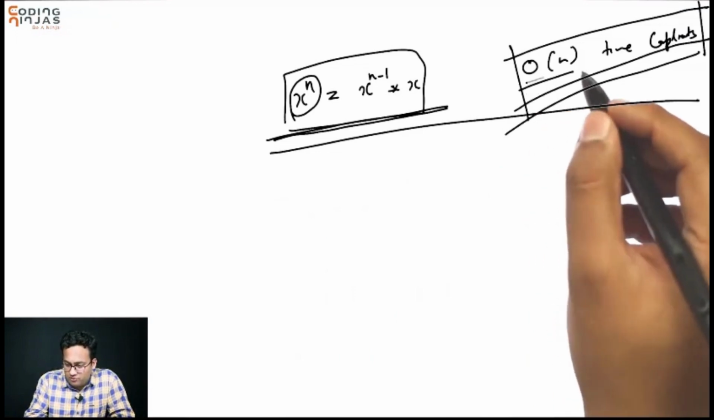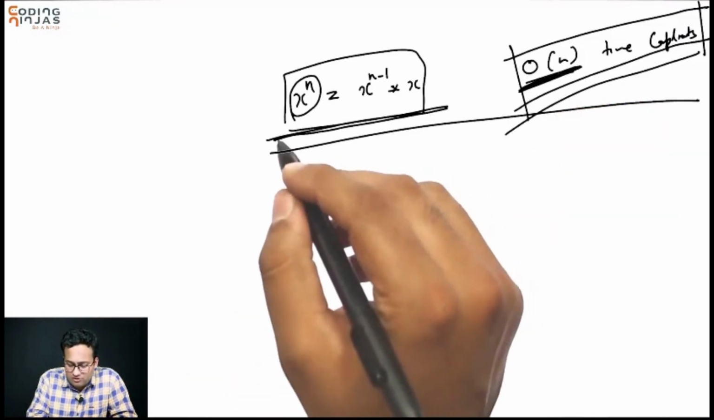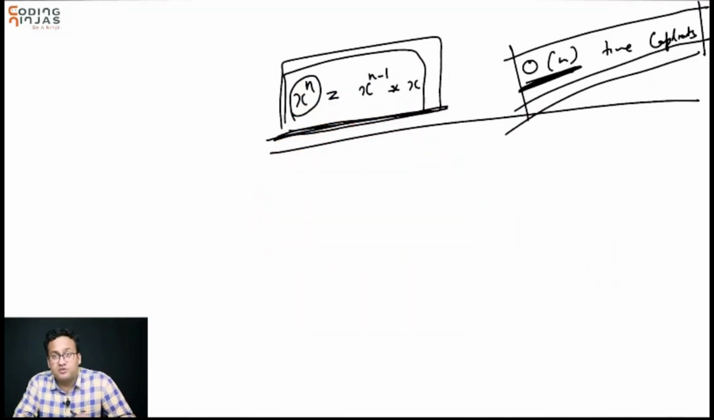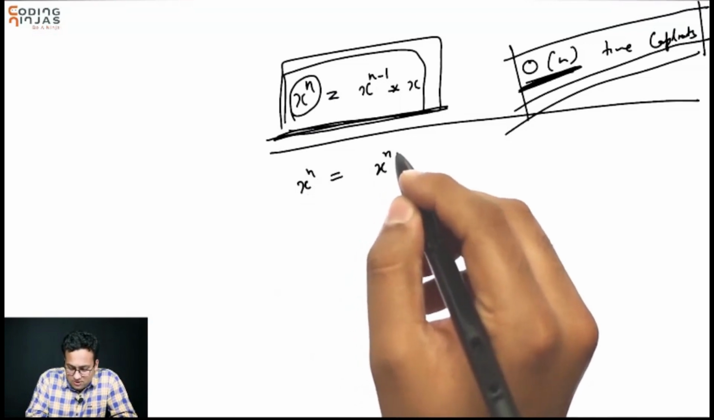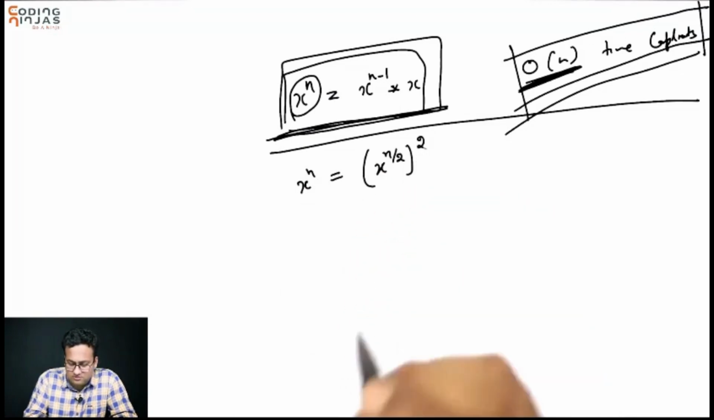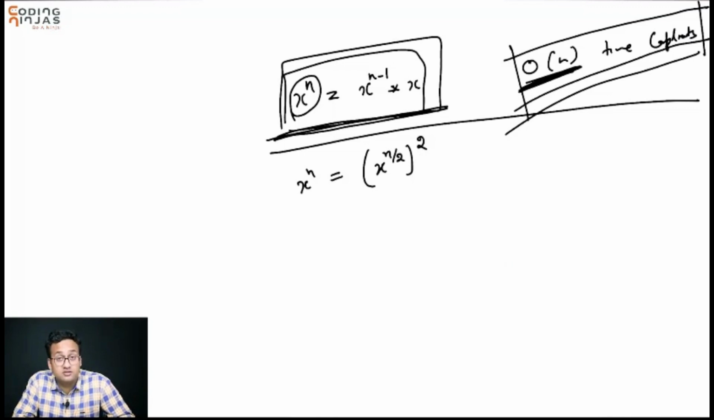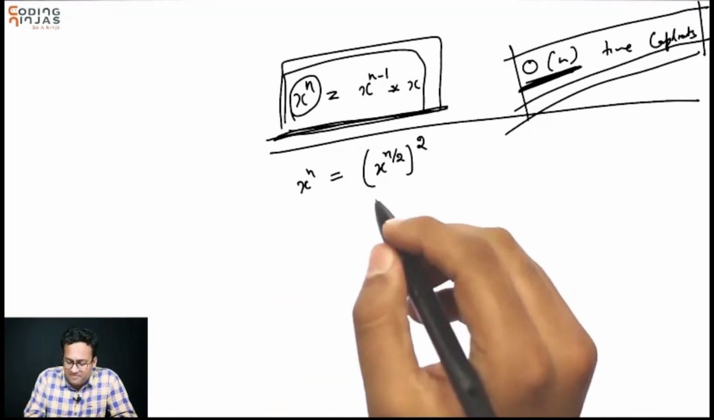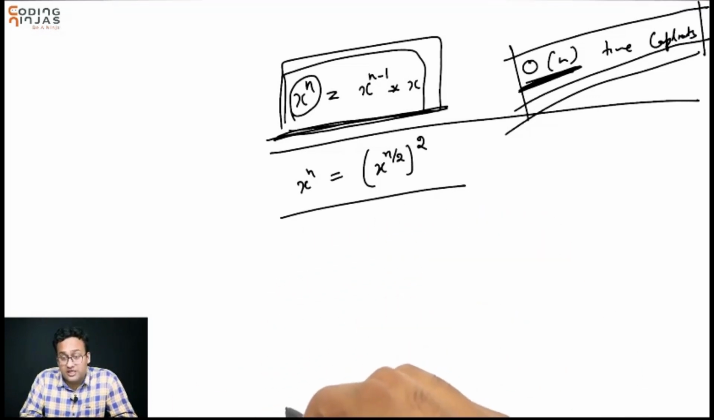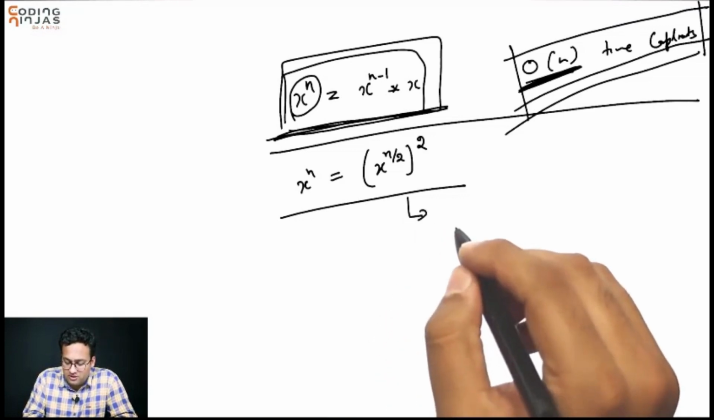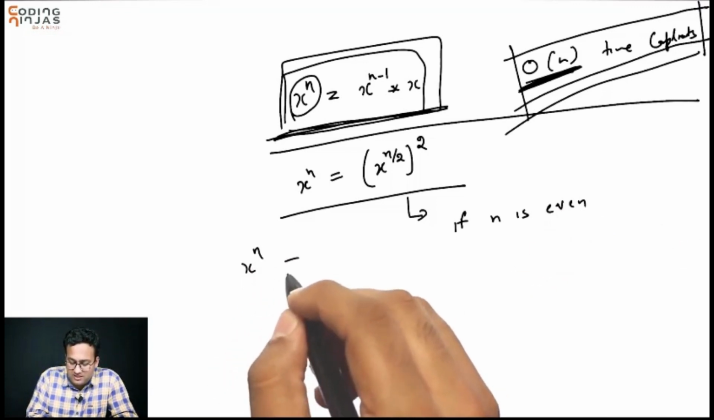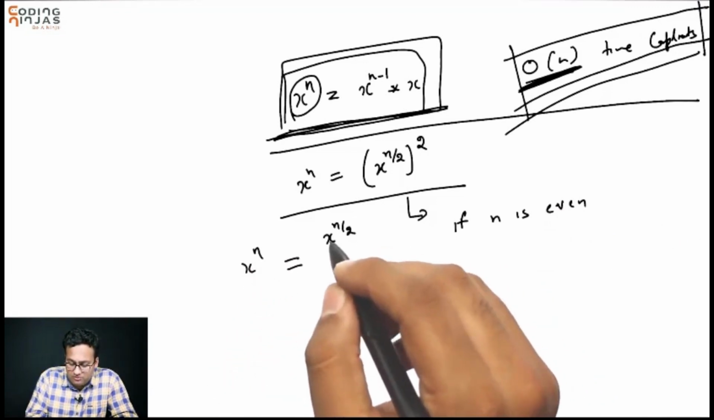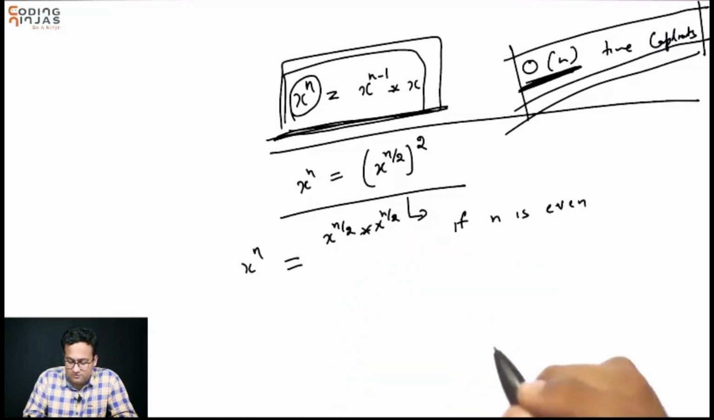So we want to reduce this. Now I asked you to think, how can you divide this problem into some other components? I think one thing that I can do is something like this. We can do x raised to power n by 2 raised to power 2. Effectively, to make things a little more clear, if n is even, then x^n is equal to x^(n/2) into x^(n/2).